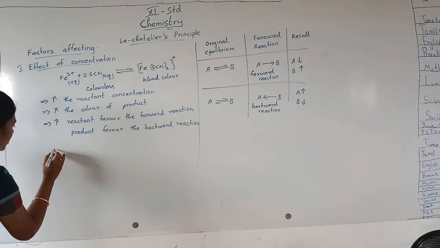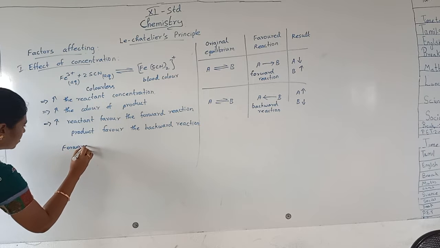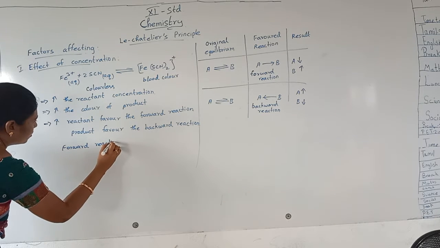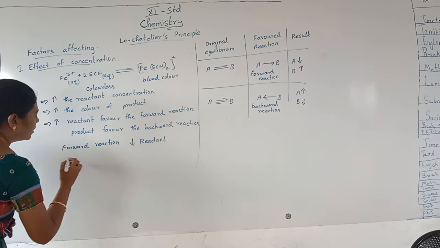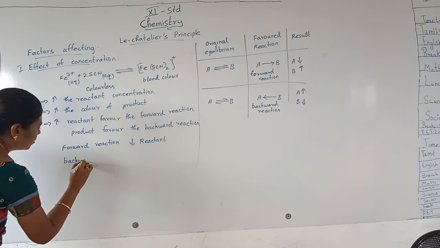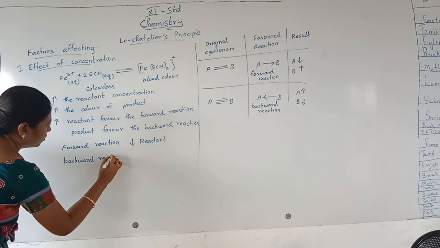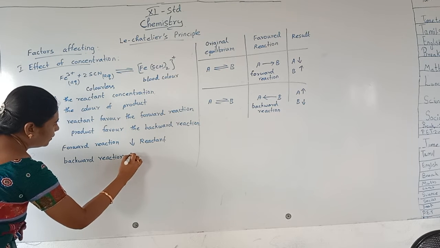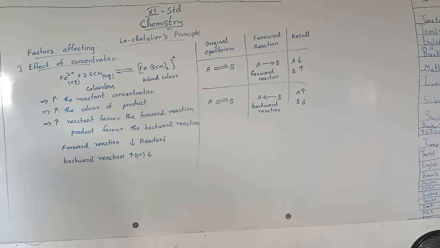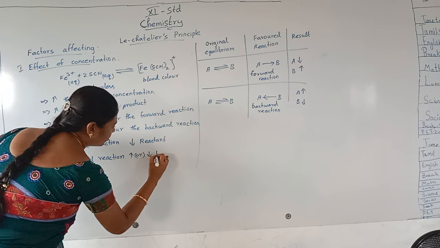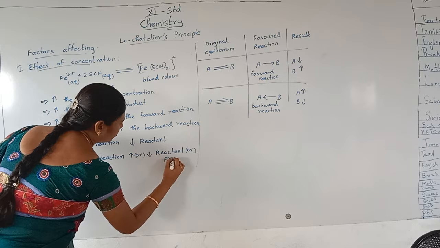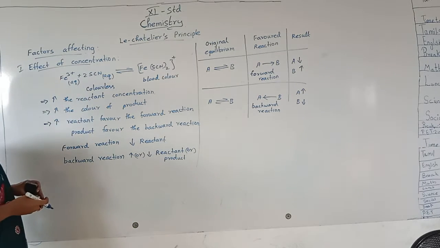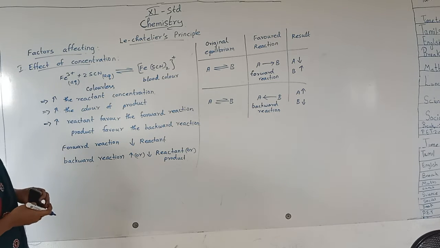So in the forward reaction, the reactant decreases. Then in the backward reaction, the reactant or product increases or decreases. So this is the concept of the effect of concentration.